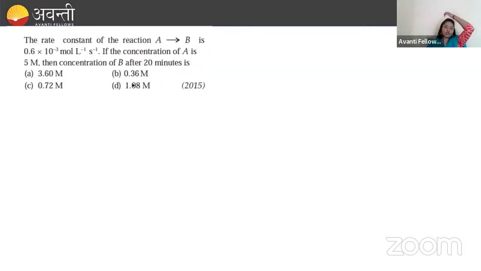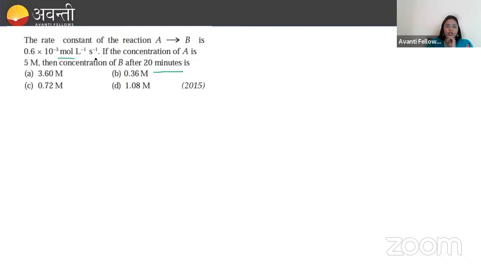Next problem: the rate constant for a given reaction A to B is this much. If the concentration of A is 5 molar, then the concentration of B after 20 minutes is... So here also we have to use an equation. So this reaction is what, which type of reaction, first order reaction or zero order reaction? Yes, how can you determine whether this reaction is first order or zero order? So observe the unit of rate constant. Okay, zero. Yes, very good. So this reaction is a zero order reaction.